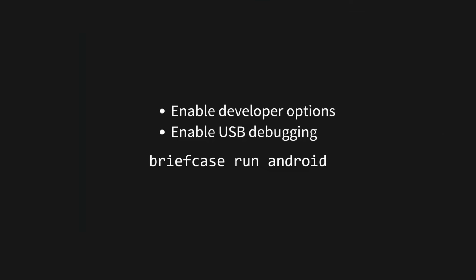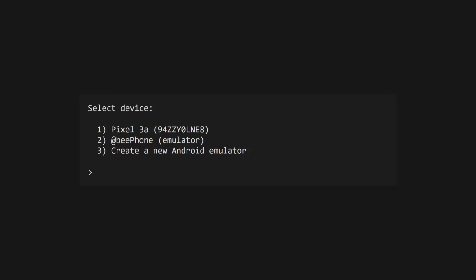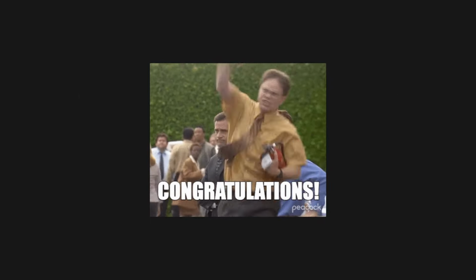If you want to run on a physical device, simply connect a USB debugging enabled Android device to your computer via USB and run briefcase run Android. When you're prompted for an emulator, you'll also have the option of picking your actual device. Congrats! You've just written your first Python mobile app.